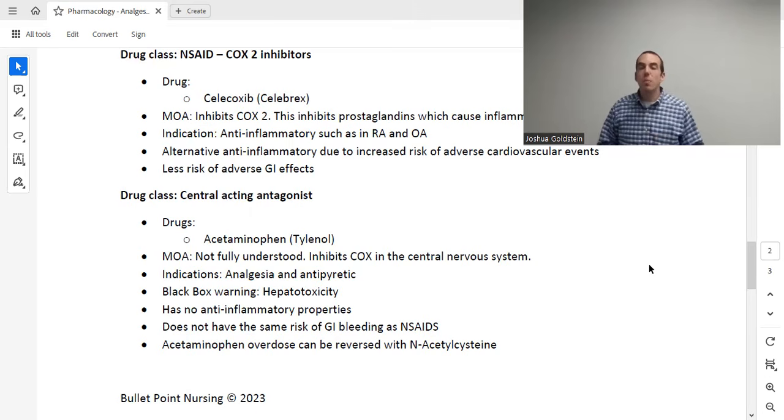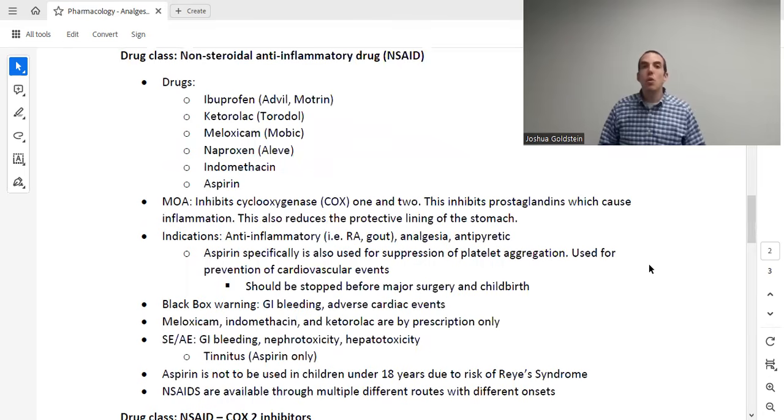Keep in mind one very important thing. This may be counterintuitive. This drug is not a first-line agent in almost all cases. Why? Because this drug has a high risk of causing adverse cardiac events. You'll remember we said that these drugs, the NSAIDs, have two black box warnings. One is GI bleeding, and that's because of COX-1, and one is adverse cardiac events, that's because of COX-2.